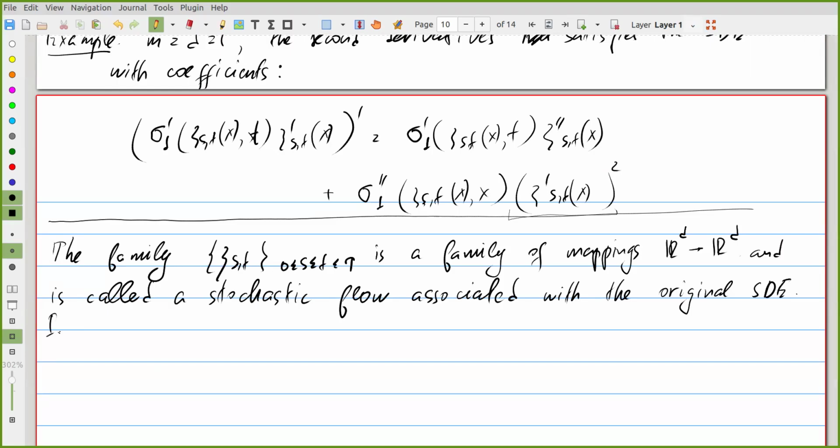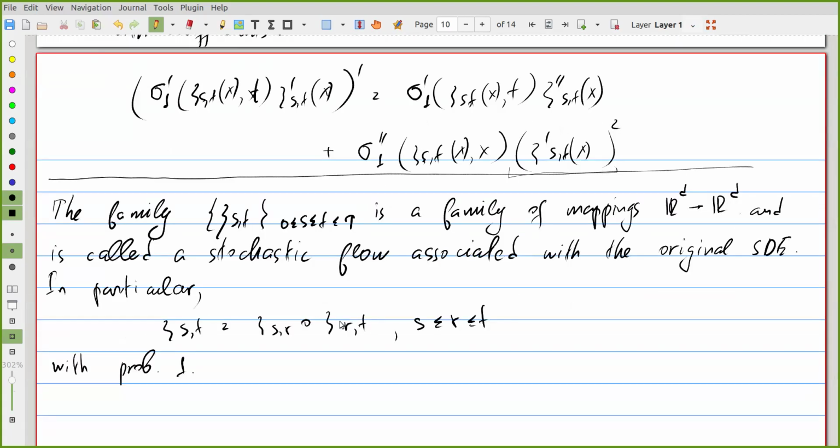In particular, we established that this composition works with probability 1, which is actually a very strong result. So this is indeed like a semigroup of transformations. This has some algebraic properties to it.